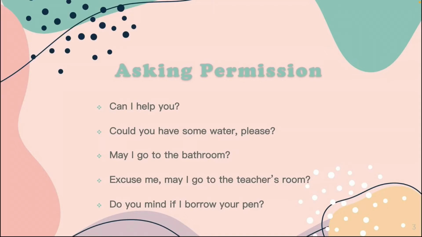Can I and could I are used when the situation is non-formal and you know the person very well. For example, we have: Can I help you? And: Could I have some water, please? Okay everyone, don't forget to use the word please when asking permission to make it more polite.